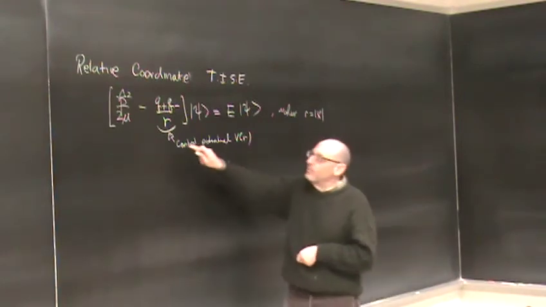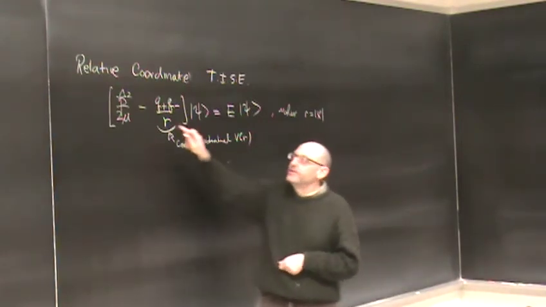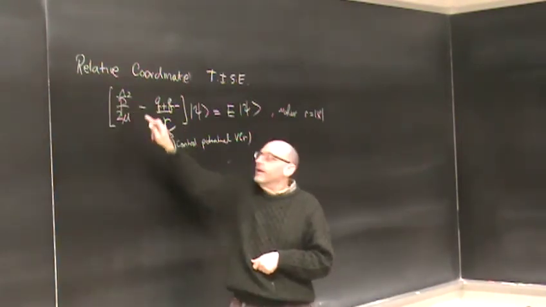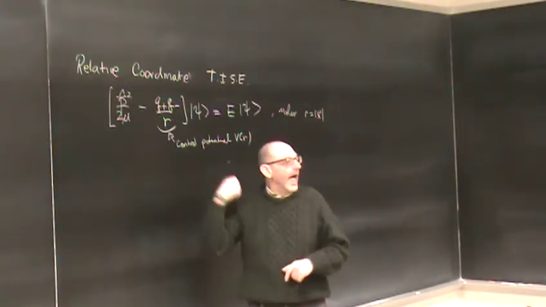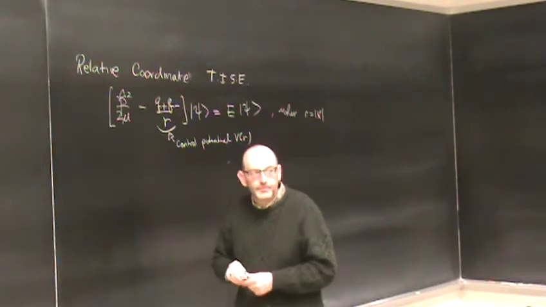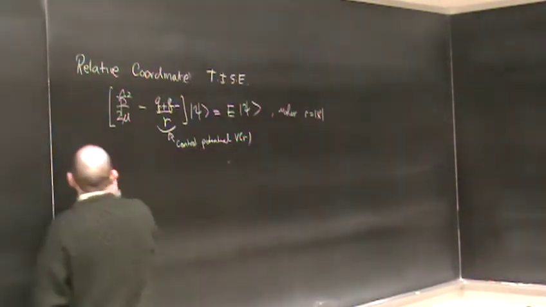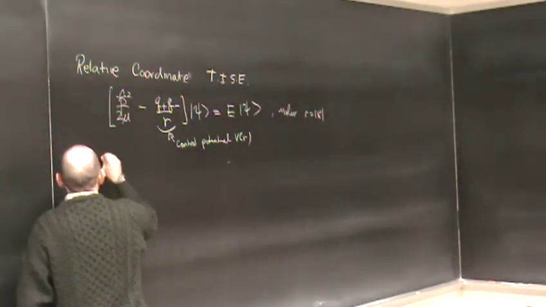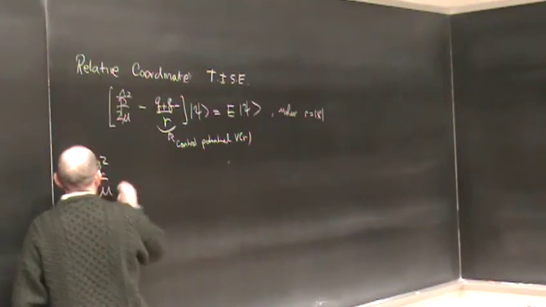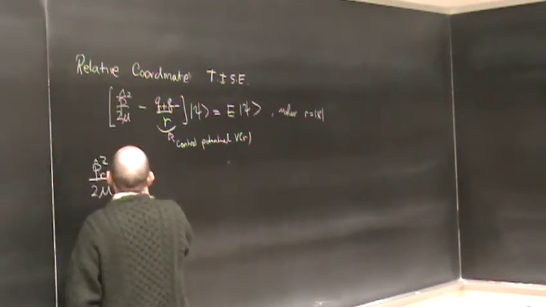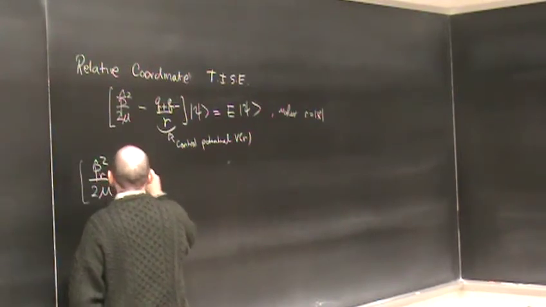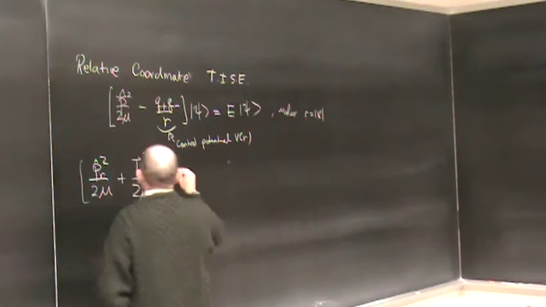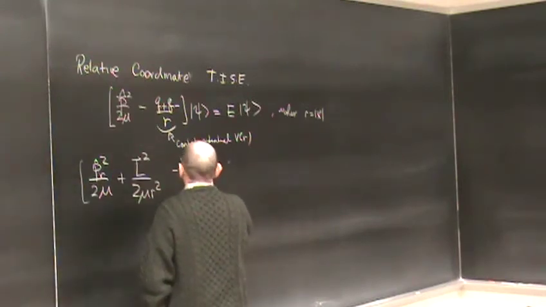What is natural when we have a central potential is to express this kinetic energy in terms of radial and angular kinetic energy, which is what we did. So let's rewrite that. There's a radial momentum component, and then there's an angular momentum component. And then the potential.